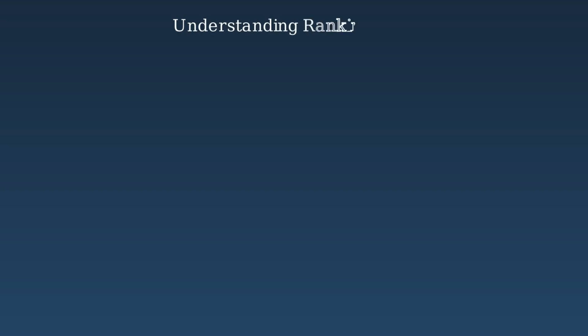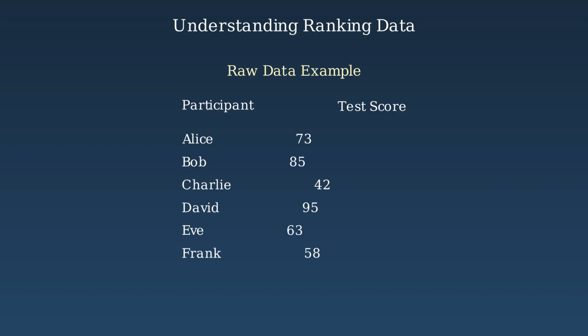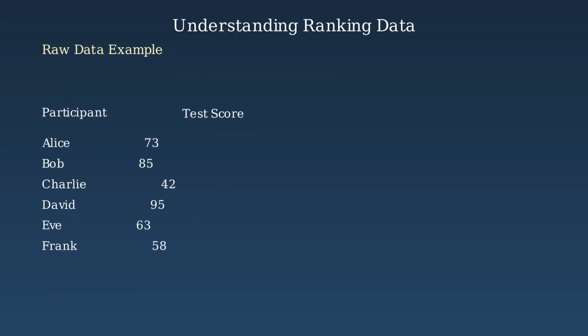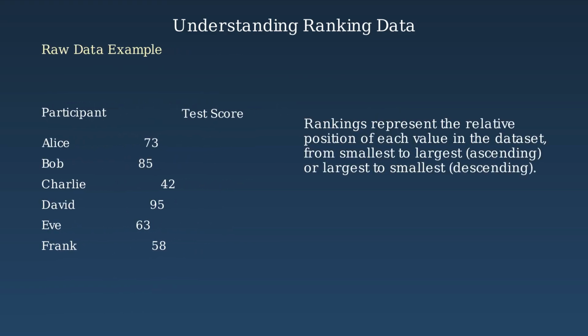Ranking data involves converting a set of raw values into their relative positions within the dataset. This is a crucial step in performing rank correlation analysis. Rankings represent the relative position of each value in a dataset. We typically rank from smallest to largest, known as ascending order, or from largest to smallest, known as descending order.